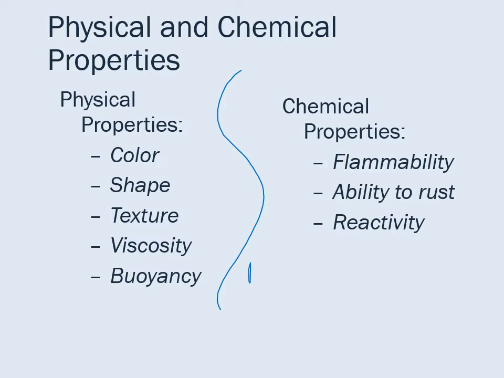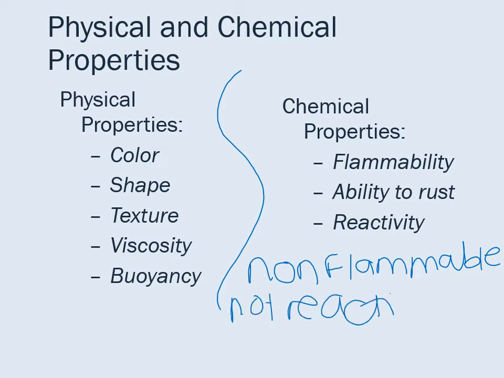If I say something is non-flammable, that is still a chemical property because you had to try and light it on fire to determine that it's not flammable. So that is a property of how it reacts or doesn't react in a chemical reaction. Same with if I say it's not reactive, that is also a chemical property, not a physical one, because it's telling you you had to try and react it with stuff. You were attempting a chemical change, but it won't react. So that is actually a chemical property of that matter.